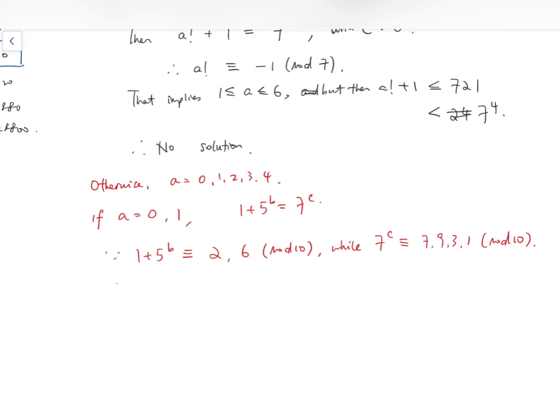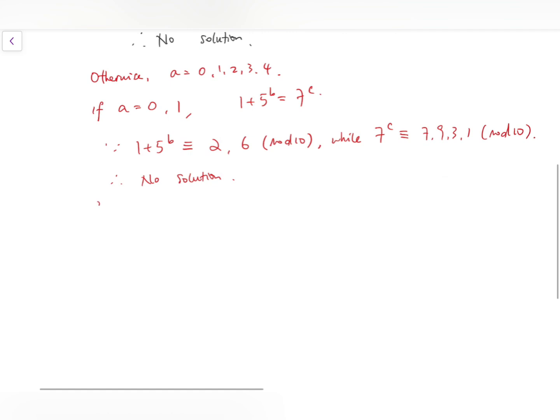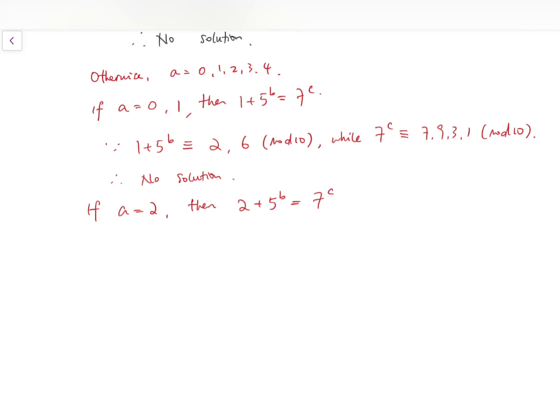So therefore, no solution for this case. Simple. Now, if a equals 2, then 2 plus 5 to the b equals 7 to the power c. We can quickly see that b and c are both 1. It's indeed a pair of solutions.